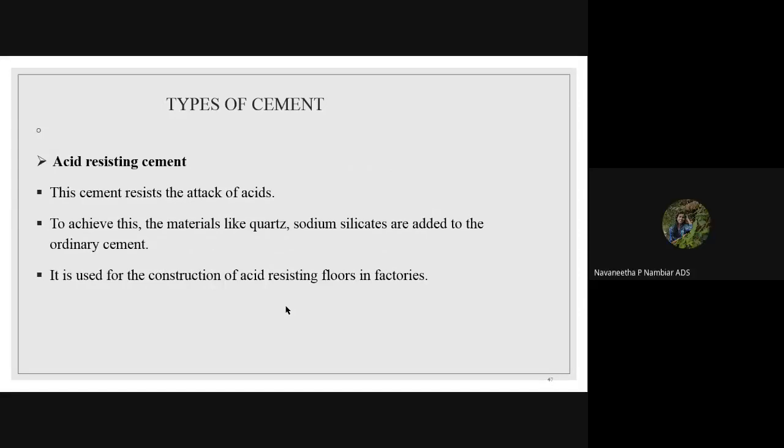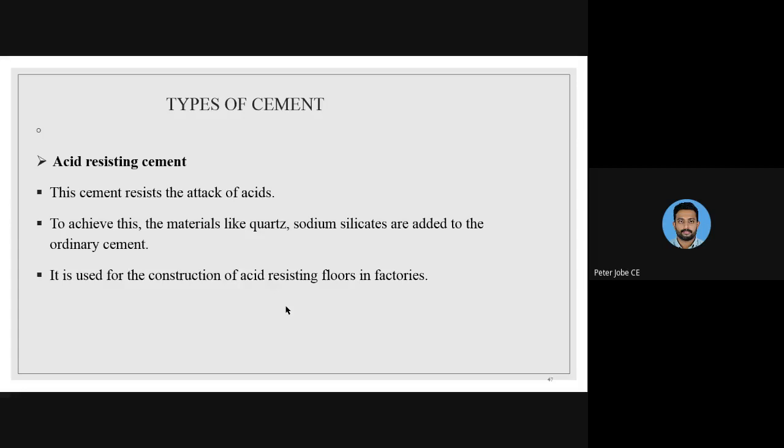So next is the acid resistant cement. Sir, I got just disconnected when you were calling the attendance. No problem. I have marked attendance.